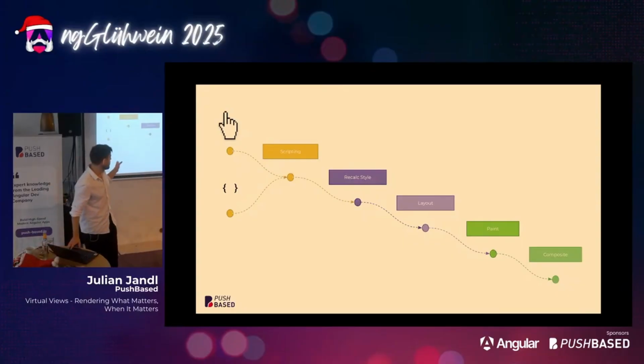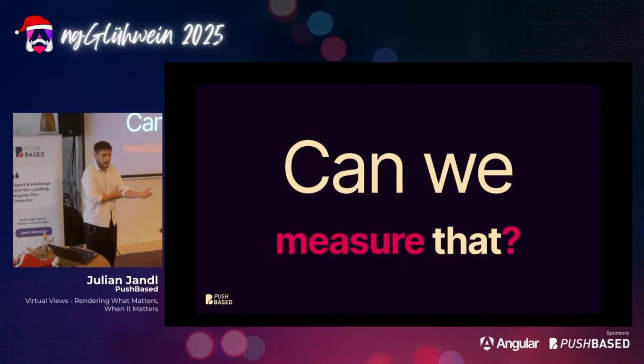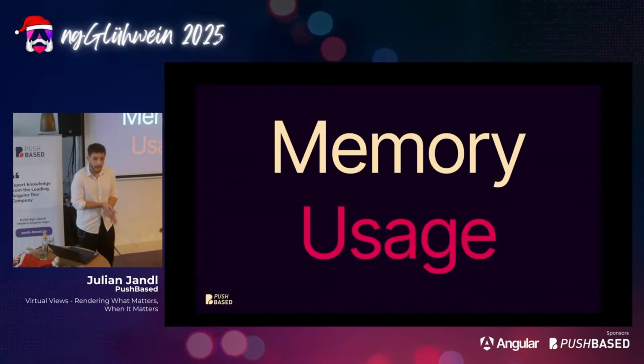So this is the browser render pipeline. And too much DOM, too many components affect each and every stage of it. And can we measure that? Because I can tell you whatever, and you have to believe me, but can we put that into numbers? Can we extract some metrics that give us an idea about what we are talking about here? And yes, we can, in different ways.